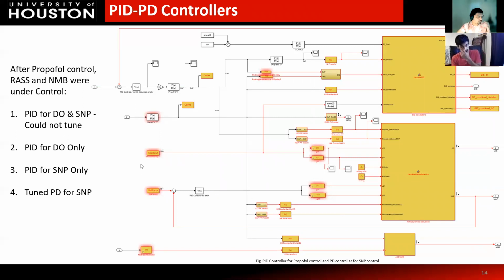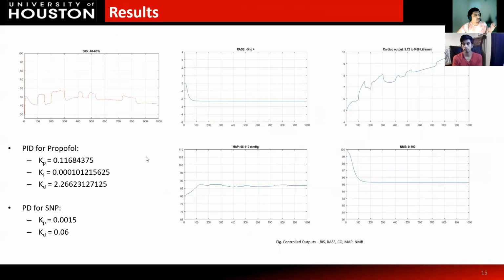So we started to take one PID at a time, and we figured out that using a PID controller for SNP was a very good idea. And at the end, we dropped the PID and only had the P and D aspects of the PID controller. So a tuned PD controller for SNP, PID controller for the Propofol was good for this patient's control applicability. On this slide, I have all the results.